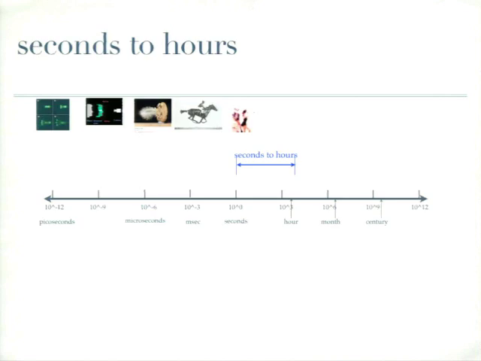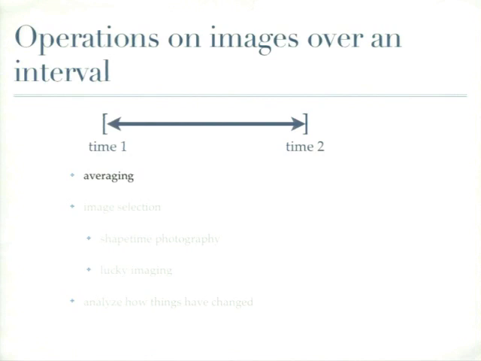So now let's go down, slow it down even more, down to the time frame of seconds to hours. So this, of course, is the world we all live in. This is the world that movies are in. And there's a lot of wonderful ways to tell stories over these timescales, too. Typically, you often have time one and then time two, maybe several hours later or minutes or seconds later.